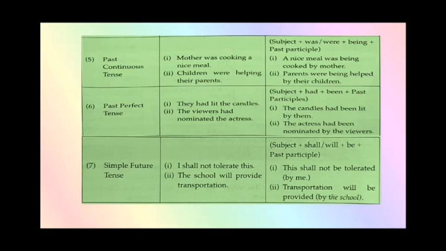Next tense is past perfect tense. In active voice, we have the sentence, they had lit the candles. So, to change the sentence into a passive voice in the past perfect tense, the rule is subject plus had plus been plus the past participle. So, the first sentence is: the candles had been lit by them.